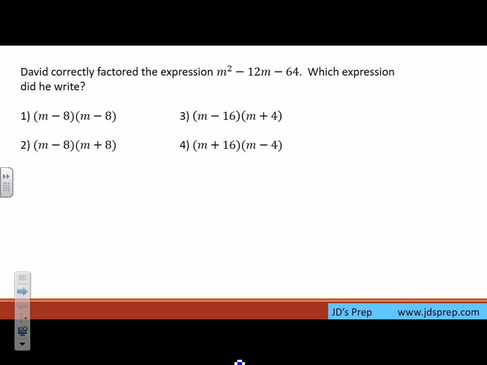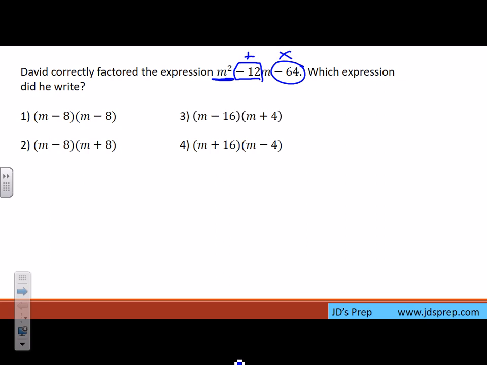To factor a quadratic polynomial with three terms, like we have here, and our first term is just the variable squared, we need to find two numbers that multiply together to give us this last number, the constant, and add together to give us this middle number, the coefficient on the variable. So in this case, negative 12.